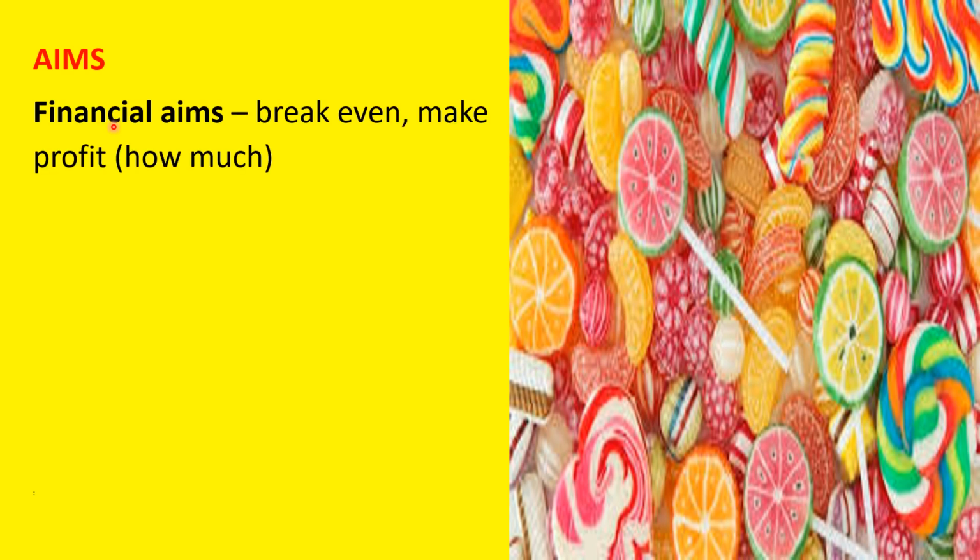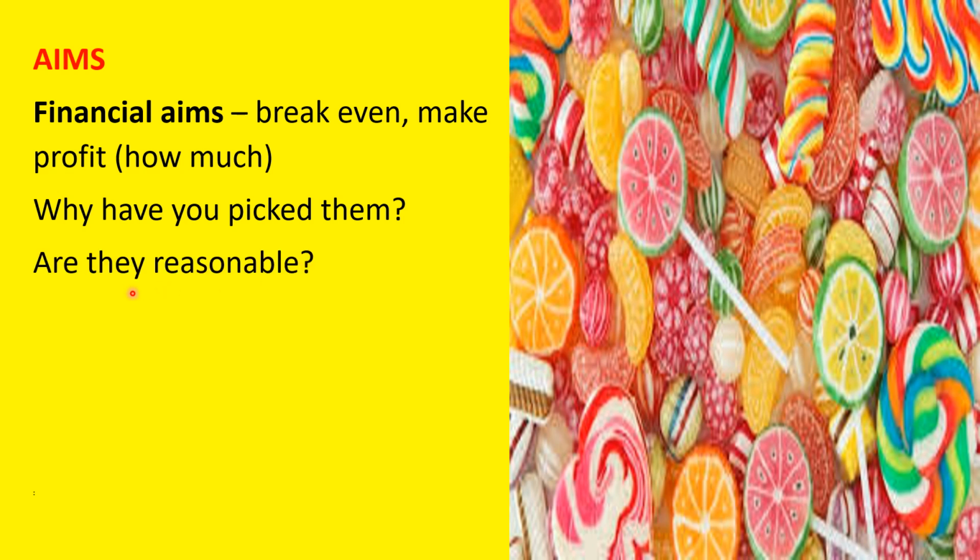So the first thing we need to think about is our financial aims. In this micro enterprise, what do you want to happen financially? Do you want it to break even? Do you want to make profit? If you want to make profit, how much do you need to make? You also need to explain why you've picked these aims. Why are they important to you? And are they reasonable? If you're running a stall selling sweets like the little picture next door, you're not going to make a couple of £1,000 in a lunchtime, are you? Be reasonable. What are your financial aims?